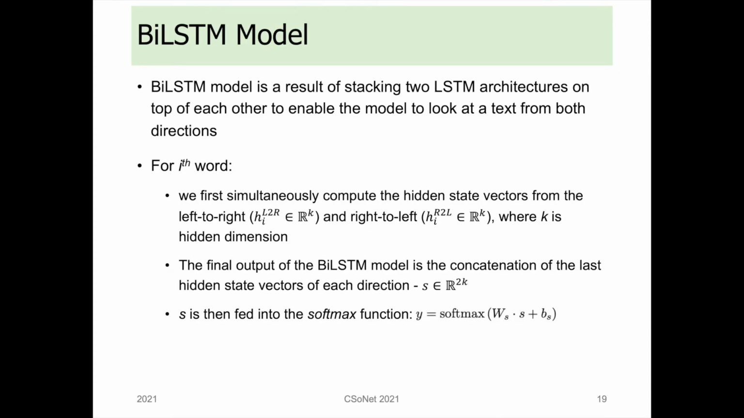In case of the BiLSTM model, for each given word, we first compute the hidden state vector from the left to right and right to left directions. We then concatenate the last hidden state vectors of each direction into a vector S with 2k dimensions. We then feed vector S into a softmax function.